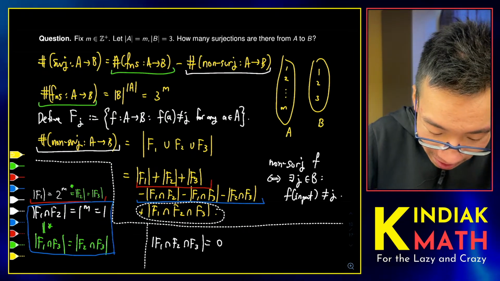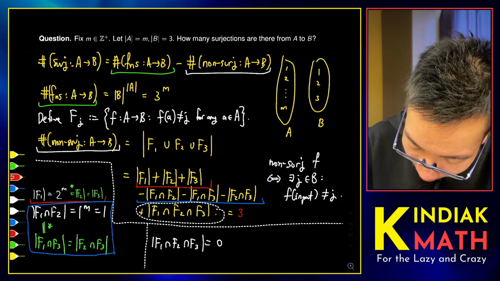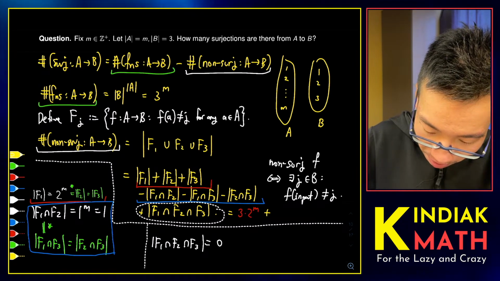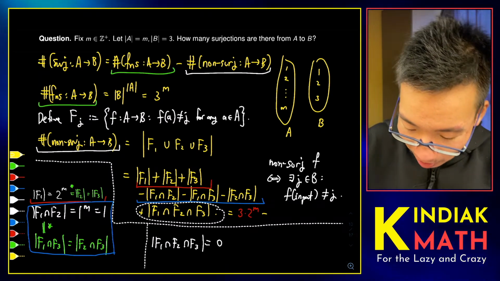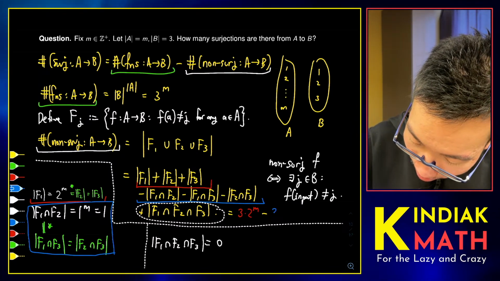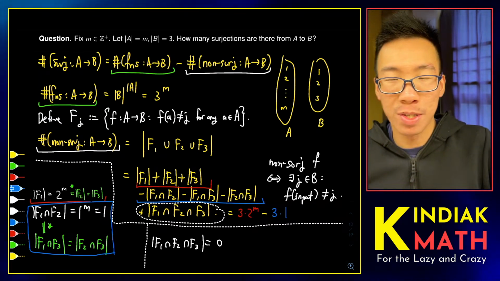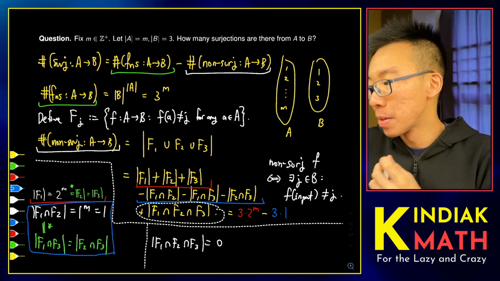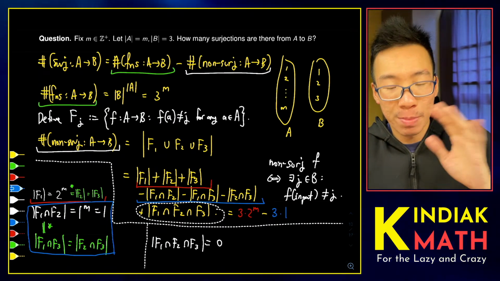So when we combine these items together, we're going to get 3 times 2 to the m minus 3 times 1. That's the number of non-surjections from A to B.